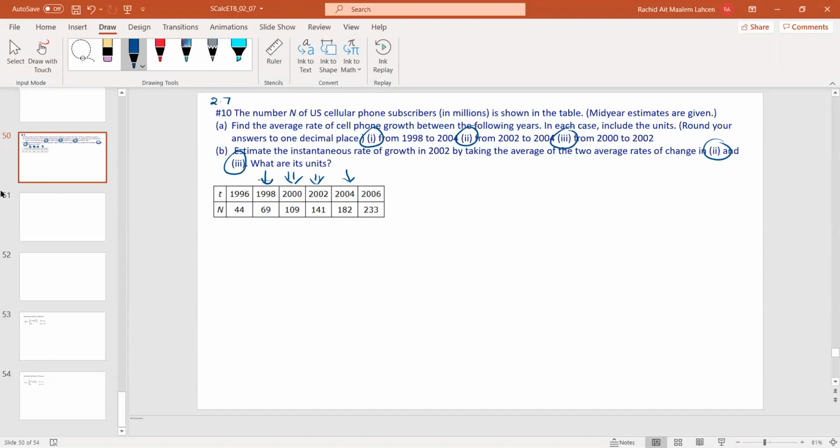I just did it on the calculator, and for the first one you should get about 18.8 million funds per year. For the second one, you should be getting 2.5. And for the third one, you should be getting 16. And you'll average these two to find the other answer.